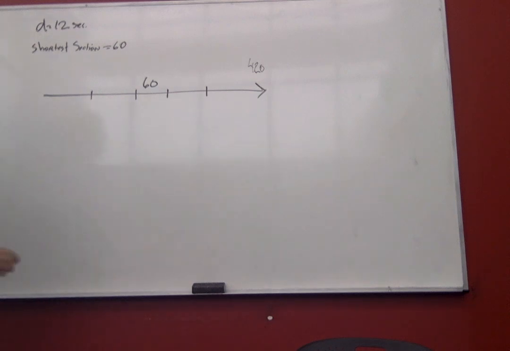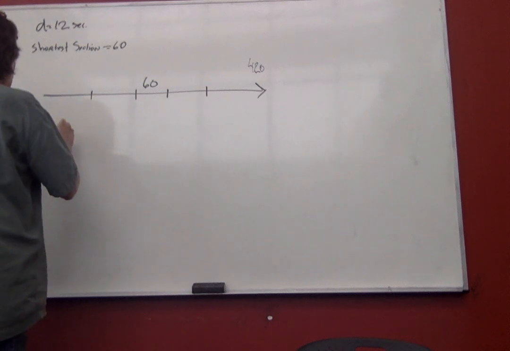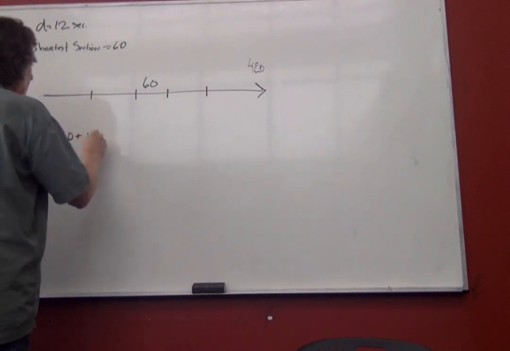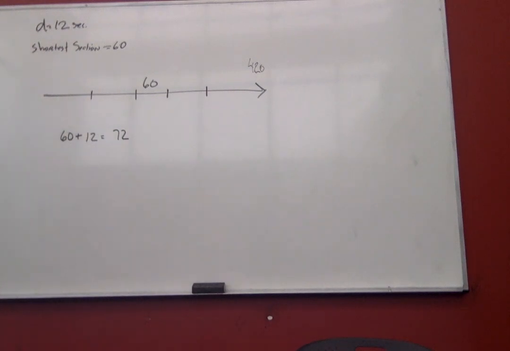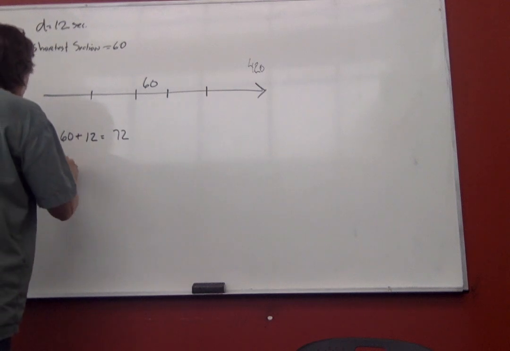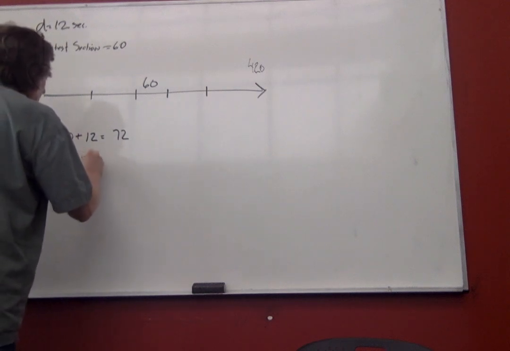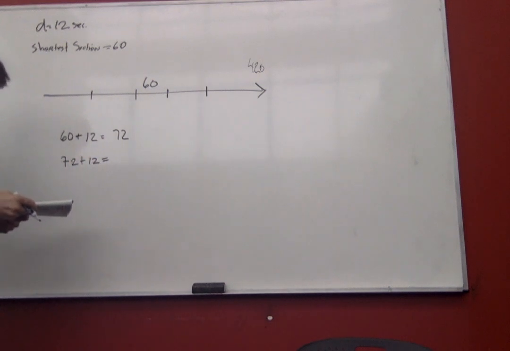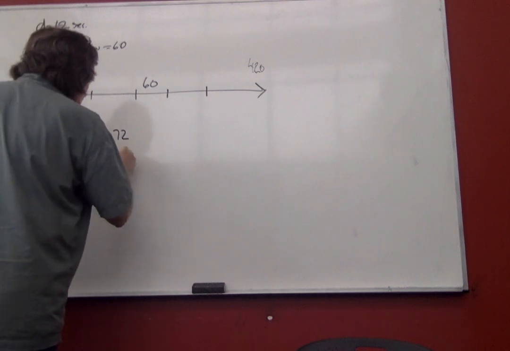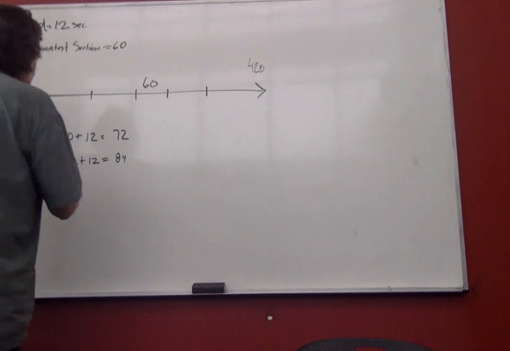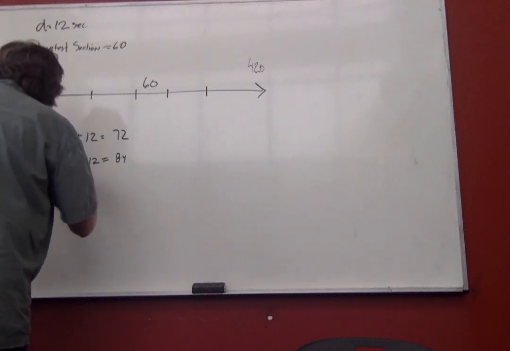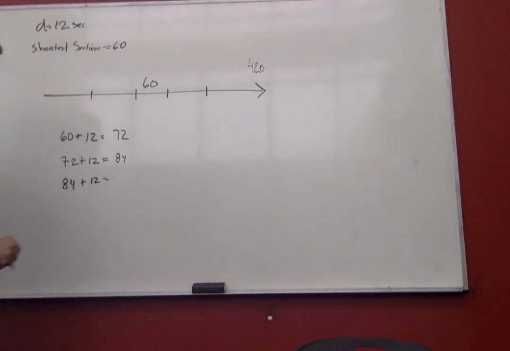So now what you want to do is add 12 to 60. So 60 plus 12 equals 72. All right, then you take that 72 and add 12 to it, which gives you 84 seconds. Okay, then you take that 84 plus 12, and that gets you to 98 seconds.